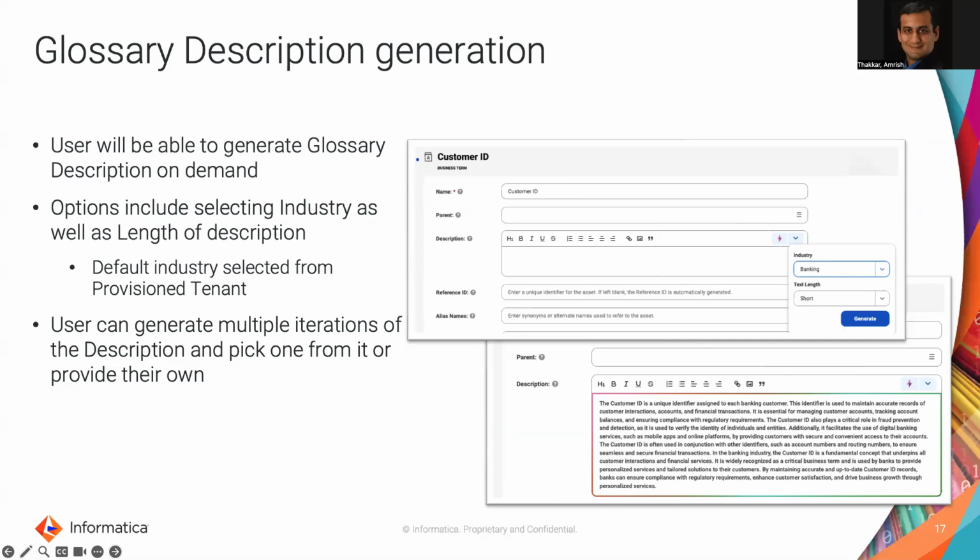And so the descriptions can be catered to a specific industry as well. By default, we will be picking up the industry from the provisioned tenant. So if that is correctly provisioned, you will be using that as a default value. But of course, you can change it if desired. And then the user can also generate multiple iterations of the description, so you don't need to limit it to just one, and you can see 2-3 different iterations and say which one you like better.